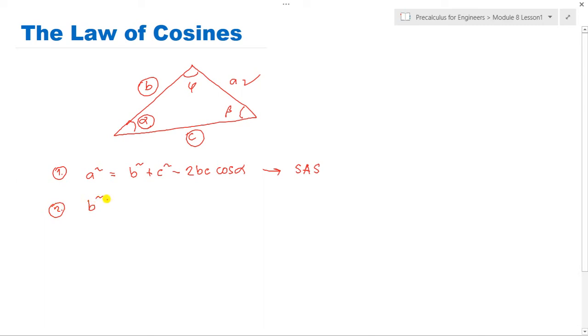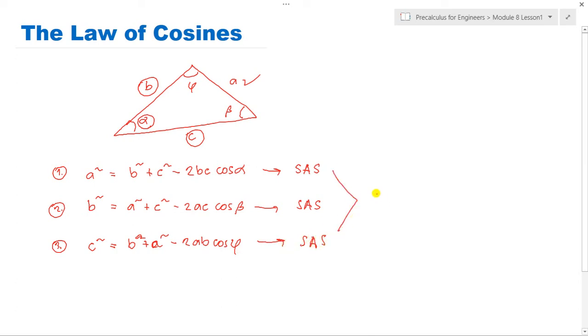How about if it's B that is unknown? That is B squared is equal to the sum of the squares of the two remaining sides, that is A squared plus C squared, and then minus 2 times the product of the remaining sides, 2AC, then cosine of the angle that is opposite to side B, that is beta. Then for the last formula, that is for C. C squared is equal to B squared plus A squared minus 2AB cosine of gamma.